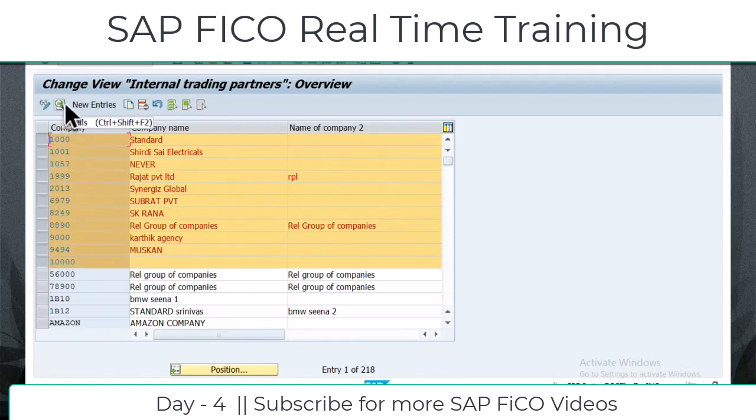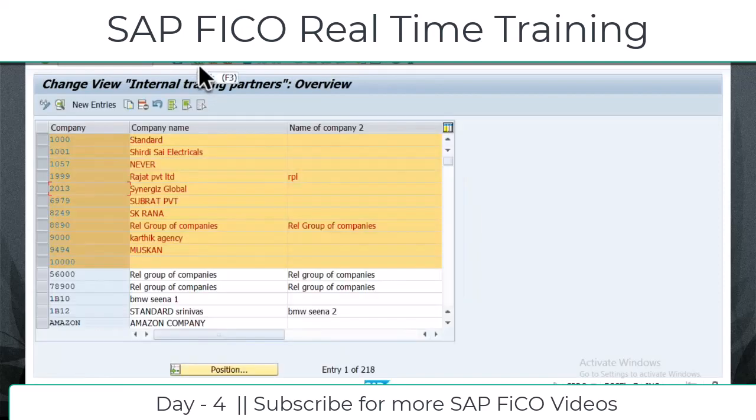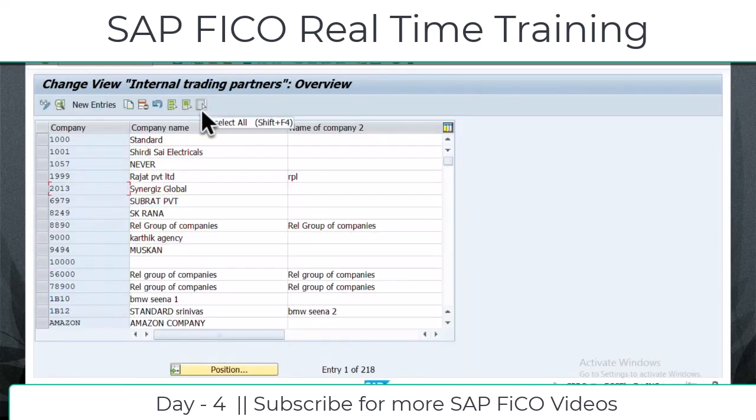Then you can go to the details button and use the next button, next button, next button, like this you can see here. If you want to go back, go back. And if you want to deselect it, deselect it. So like this, in the first one or two sessions, get familiar with each and every icon here.